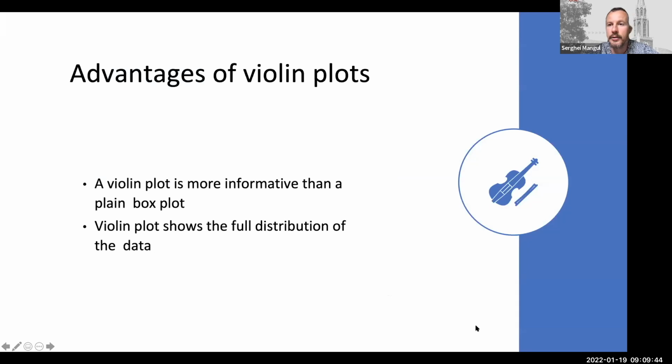So what are the advantages of the violin plot? I would say it's more informative than the plain box plot. Why? Because it shows precisely the distribution. So remember, if you have, let's say, 2 clusters, the box plot will not capture this, but with the violin plot you will really see that there are a lot of data points here and a lot of data points in other places. It nicely shows you exactly what the data is. I guess that's the main advantage: it shows you the full distribution of the data.